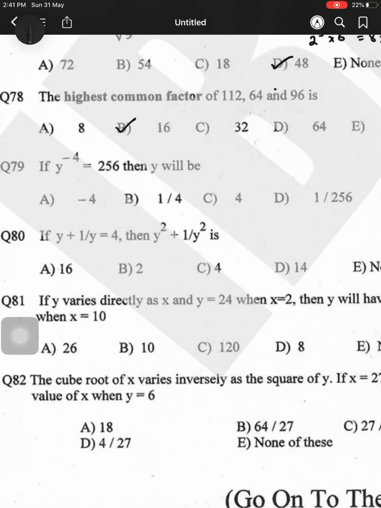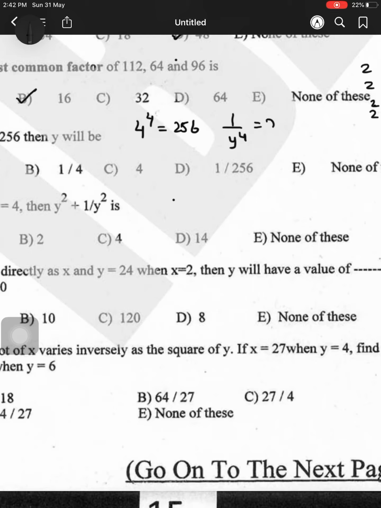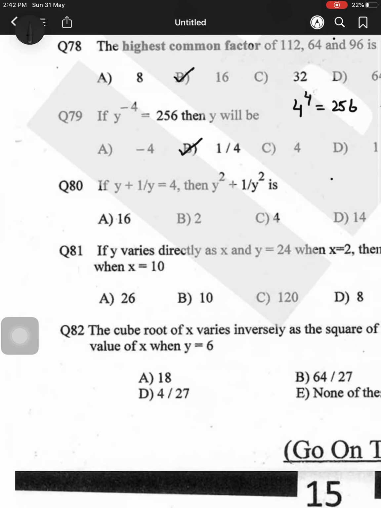This next question, he's saying that you have to find the value of y. So we know that 4 to the power 4 is 256. So if it's 1 upon y, 4 power 4 is equal to 256. 1 upon 256 under root with the power of 4 is equal to y. This is 1 upon 4, which is B.